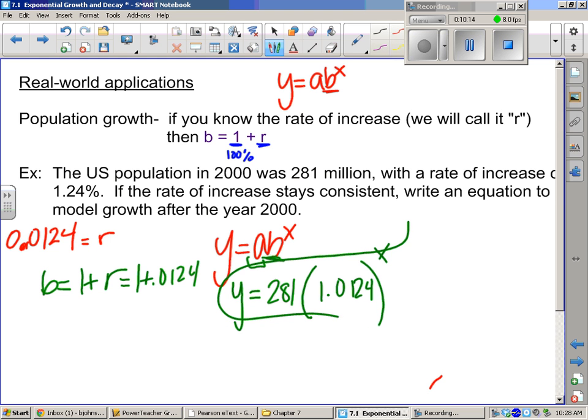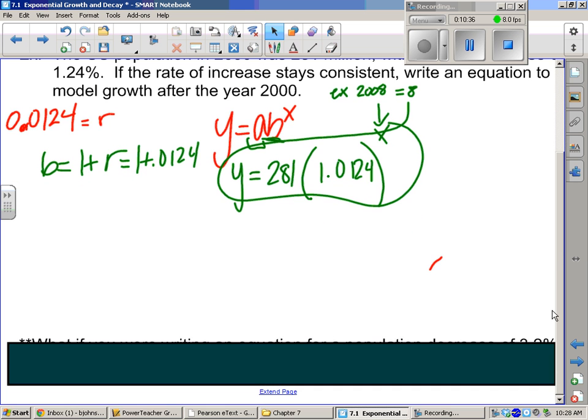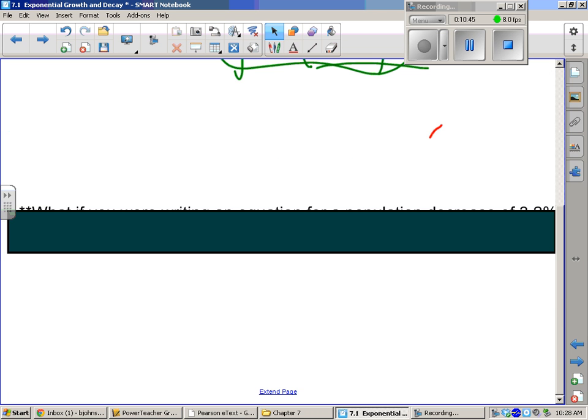To the x power. This would represent our equation, and the x would represent how many years have passed since the year 2000. So if I wanted to figure out my population in 2008, I would put an 8, because that's how many years past 2000. Right. And make sure you do your exponents before you do your multiplication. Yes, follow your order of operations. Do the power first. Yep. Order of operations is still in effect.